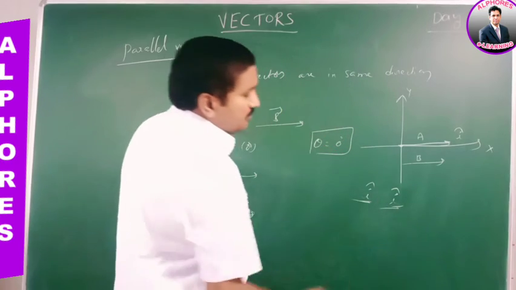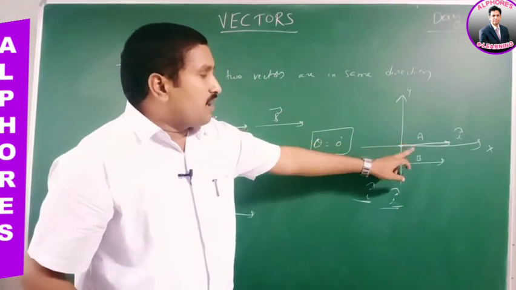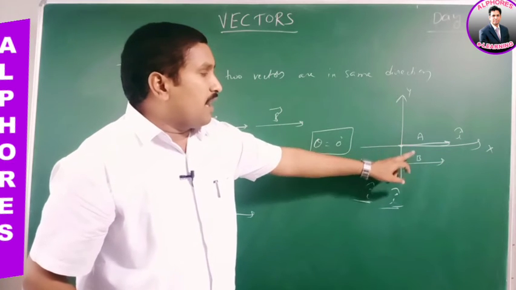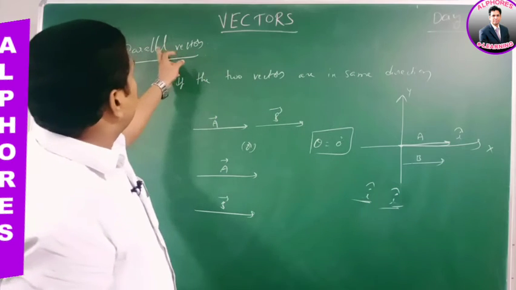What is the angle between these two? 0. Okay. So if the vectors are aligned in the same direction and make an angle theta equal to 0 degrees, then those vectors are said to be parallel vectors.